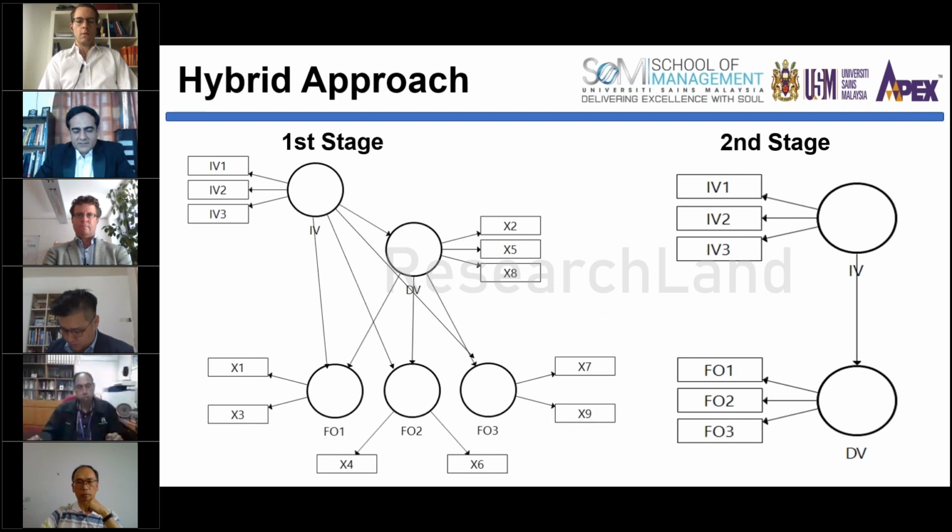The hybrid approach. One of the problems in the hybrid approach is that this is repeated indicators, but you don't repeat the same items on the second order factor. You pick and choose, and one of the problems is which items to pick. If you see here, we have picked item 2, item 5, and item 8. So why did you pick item 2, item 5, or item 8? That will be the question.